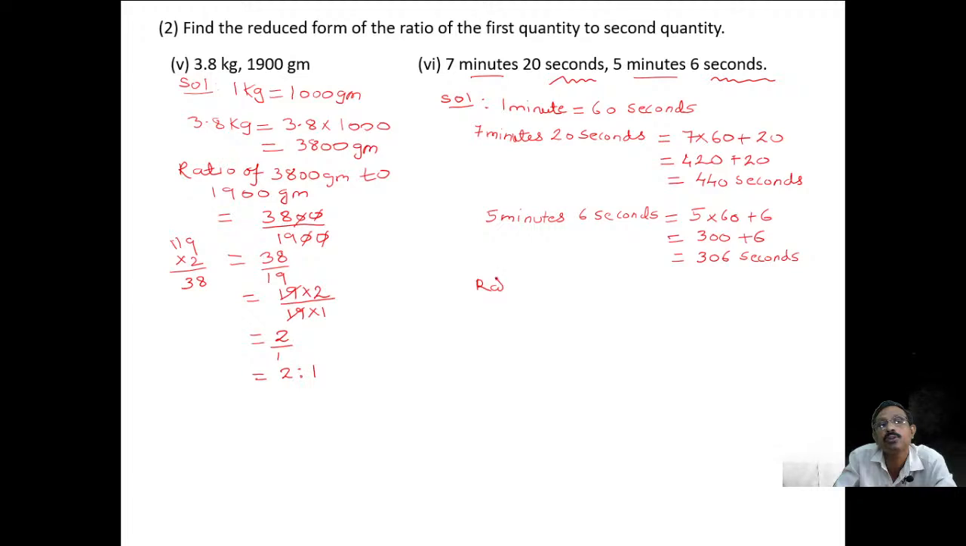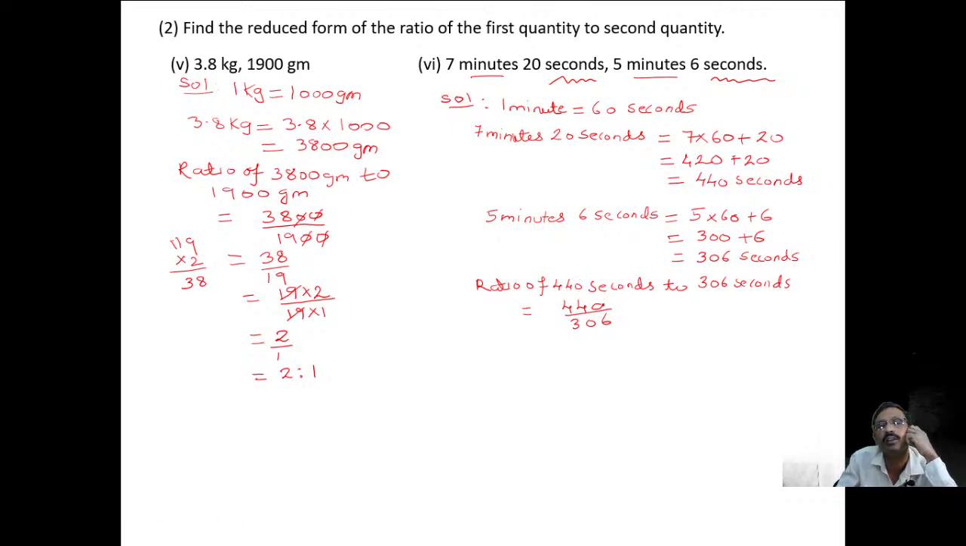So the ratio of 440 seconds to 306 seconds. Now this is equal to, which is the first quantity? 440. The second one, 306. Very carefully look at this. Very carefully. 440 and 306.